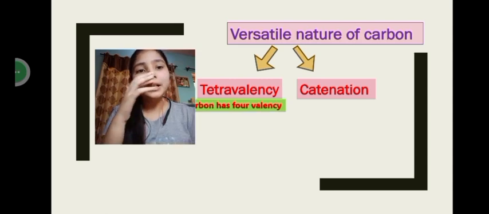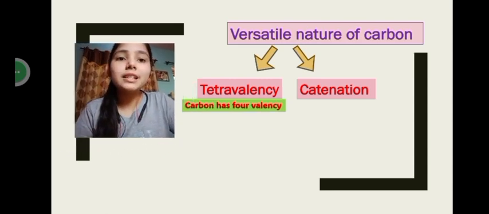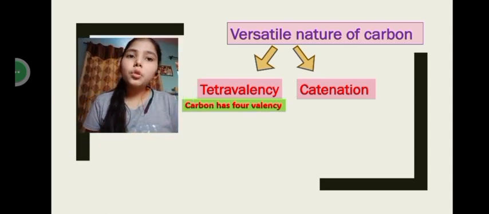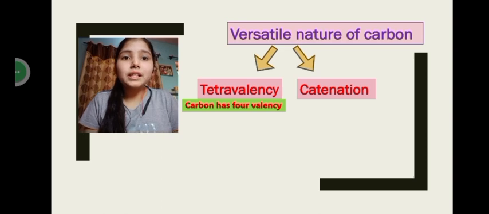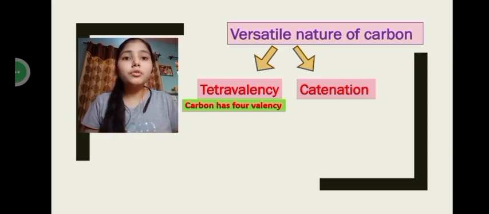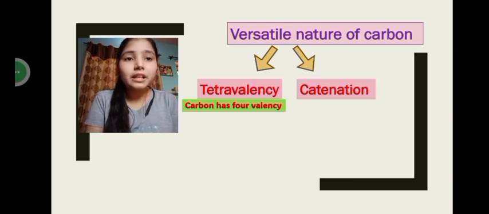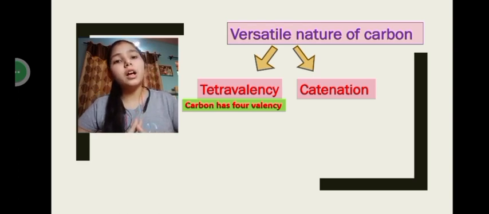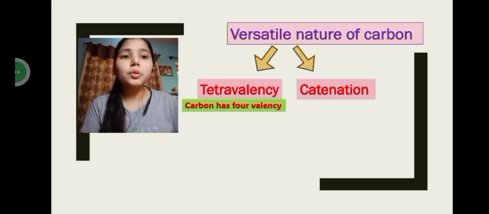Carbon has 4 valency. So what is special about carbon's 4 valency? If it has 4 valency, then it can make bonds with many other atoms. If it were monovalent, bivalent or trivalent, it would form bonds with fewer atoms. That's what we call the versatile nature of carbon.